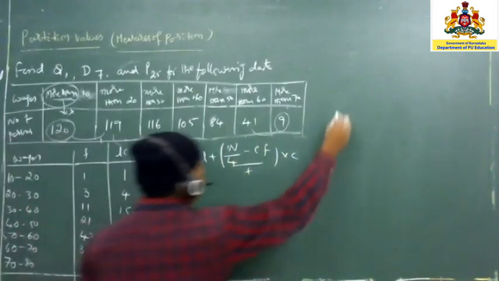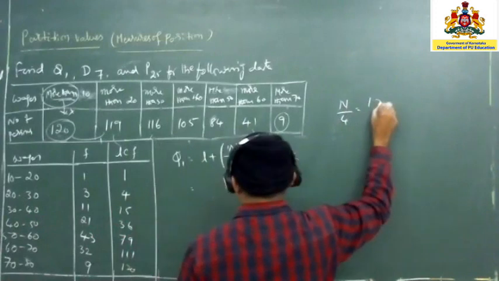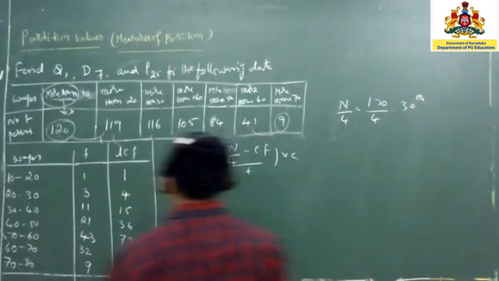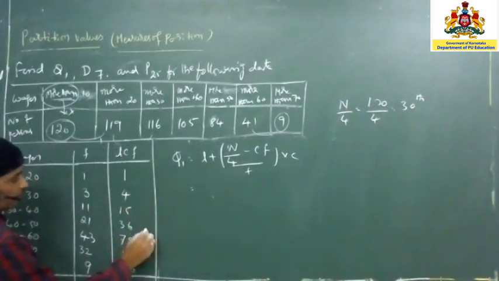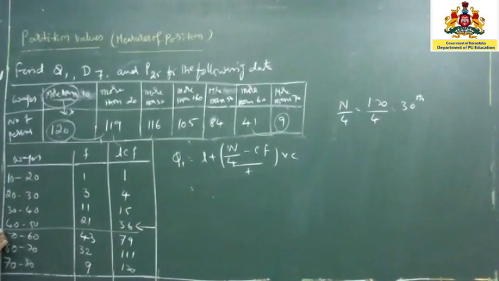So n by 4 first we have to calculate. What is n? n is 120, divided by 4 is 30. So the 30th one you have to select. The 30 number will fall into this one, so draw the line here itself. In this box you can select it. So 40 is going to be your L.